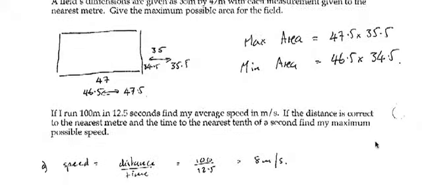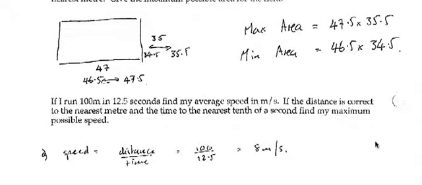Okay, so the first part doesn't involve bounds at all. It just really involves, do you know that speed is distance over time? So on average, over the length of the 100 meters, you are running at 8 meters a second.